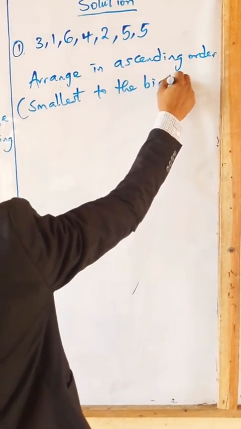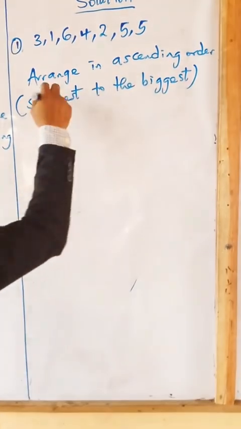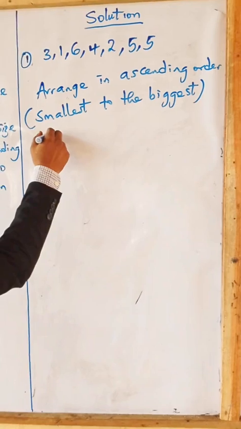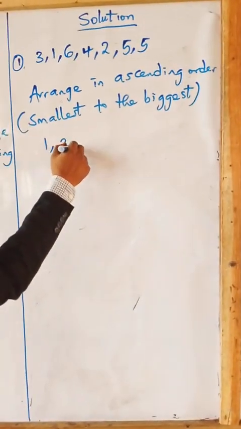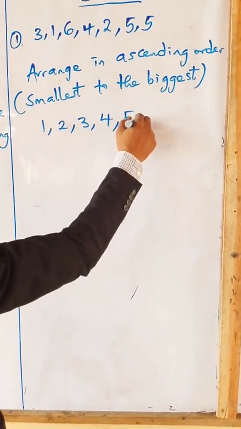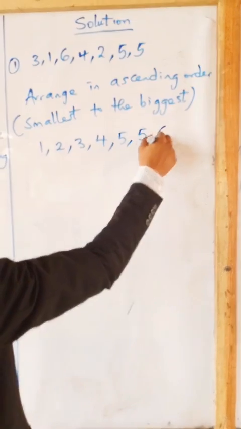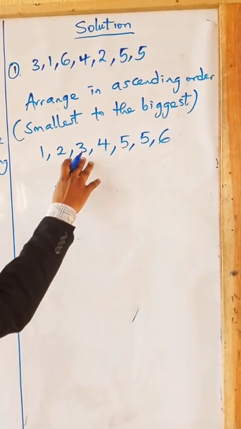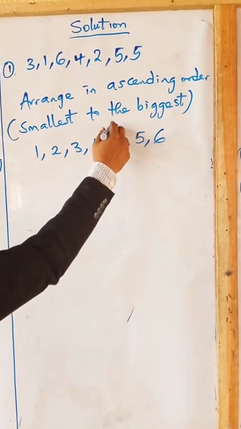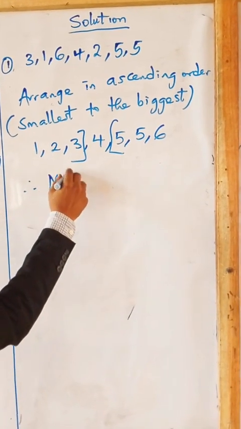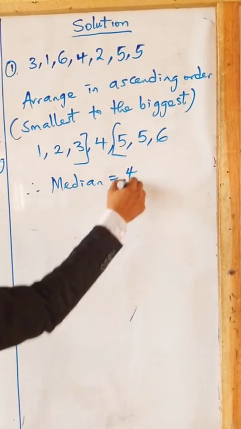By the time we arrange from smallest to the biggest, the smallest number will come first. So we are going to have 1, 2, 3, 4, 5, 5, and 6. If you look at it critically, we have 7 numbers here. By the time we divide it into 2 groups, we have 4 in the middle. Therefore, median is equal to 4.